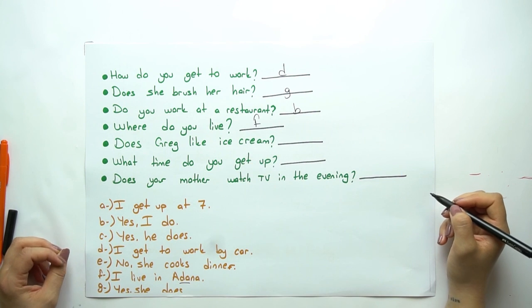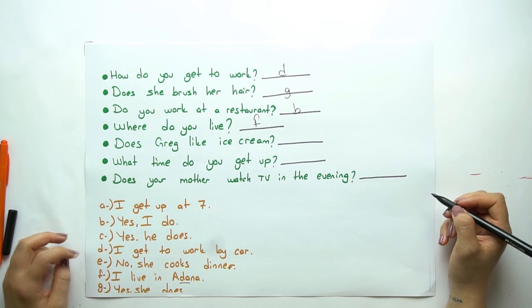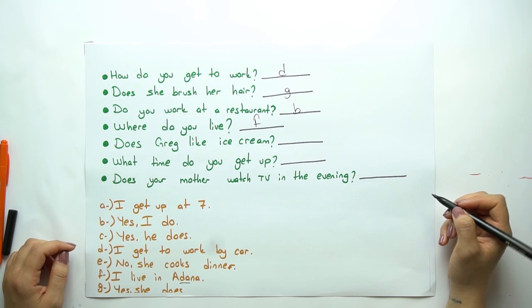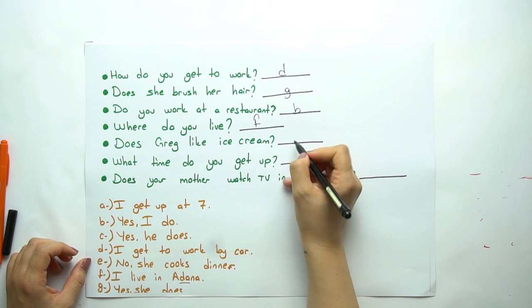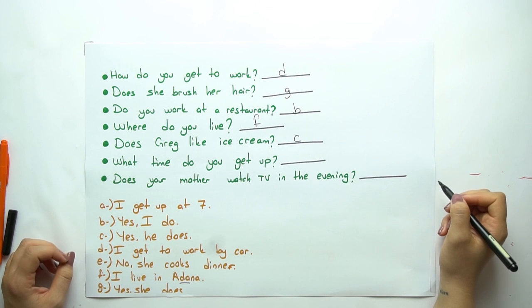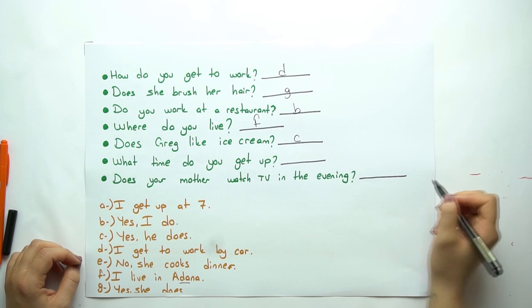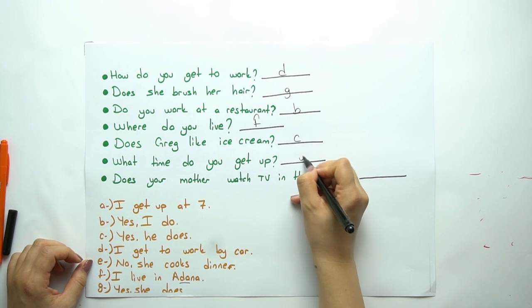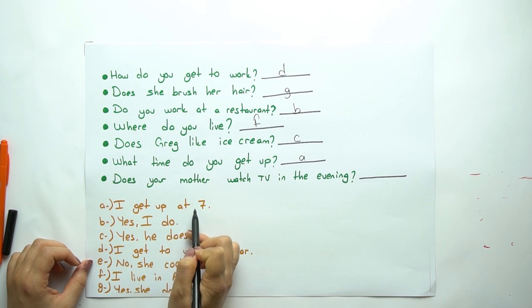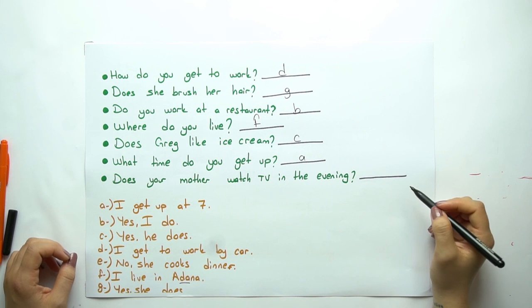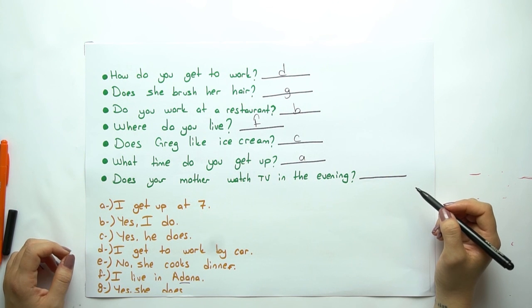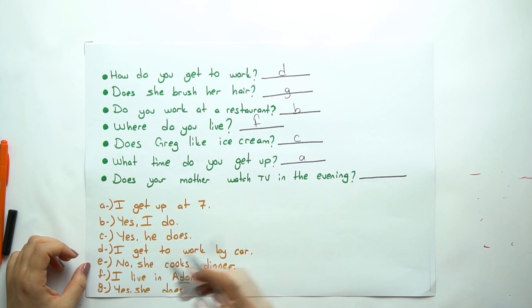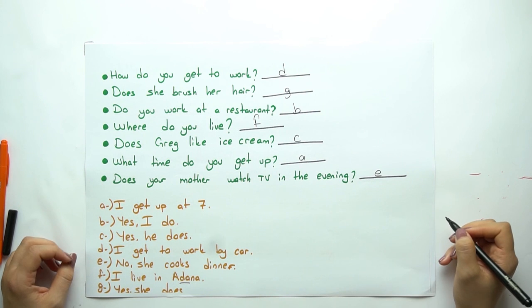Does Greg like ice cream? We need to find a sentence which starting with yes or no. Our answer is C. Yes, he does. What time do you get up? Our answer is A. As you can see, I get up at 7. Does your mother watch TV in the evening? Our answer is E. No, she cooks dinner.